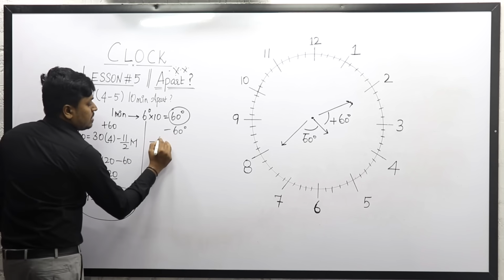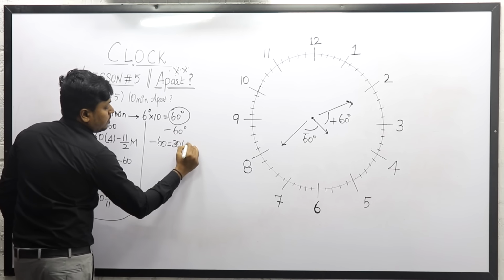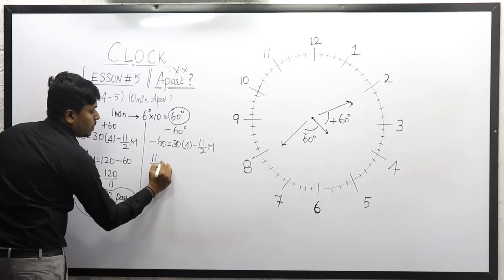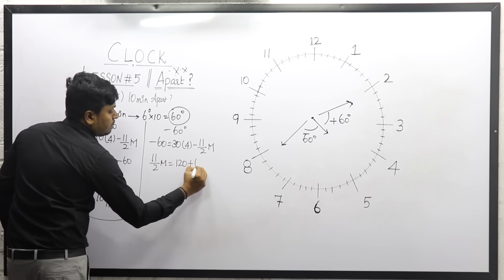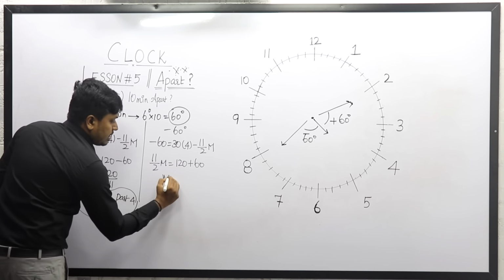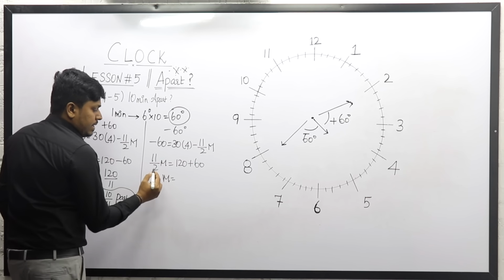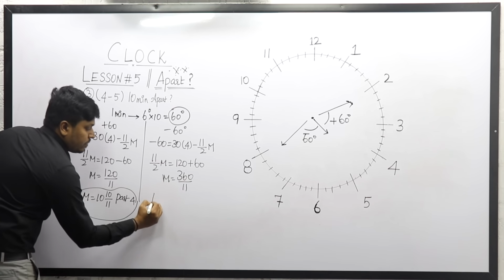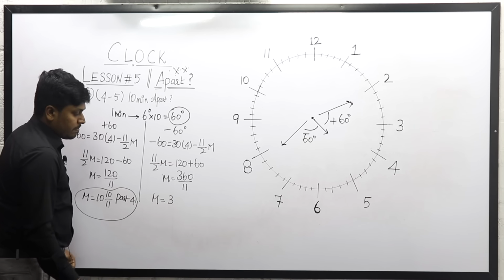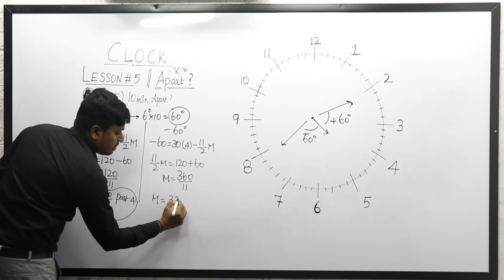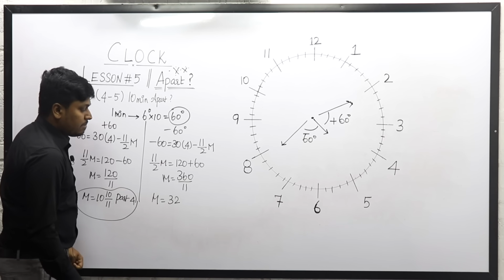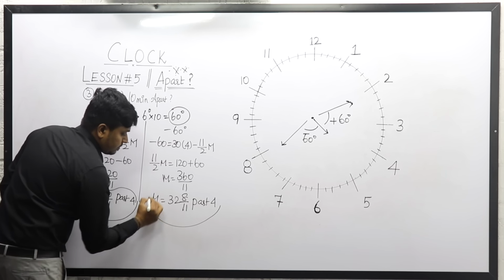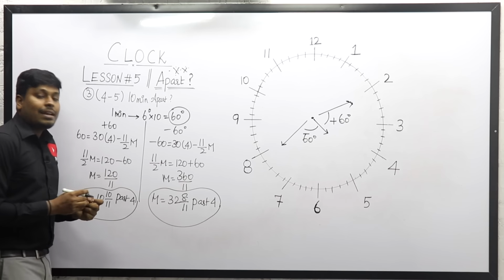So second possible. Minus 60 is equal to 30 into 4 minus 11 by 2 into m. So bring towards the left hand side. 11 by 2 into m is equal to 120 plus 60. So m is equal to 180 into 2, which will be 360, so 360 divided by 11. If you divide this, it is 32 and 8 divided by 11, past 4. So this will be the answer for the second possible diagram.